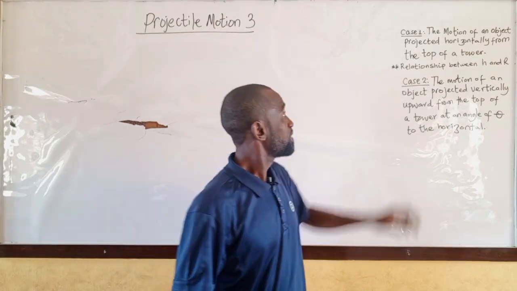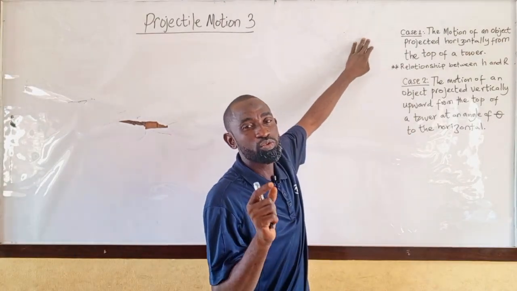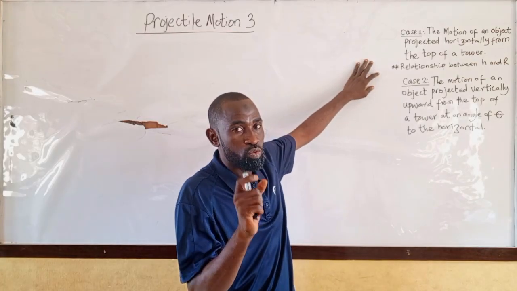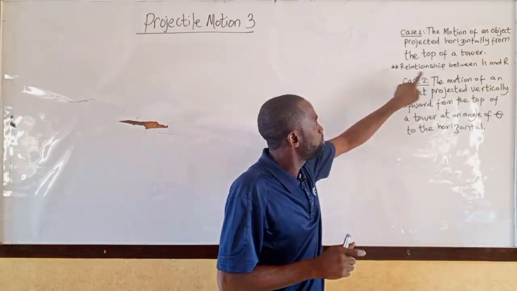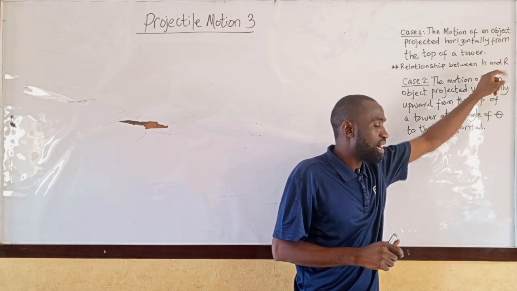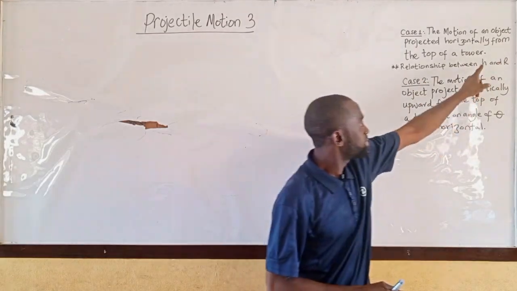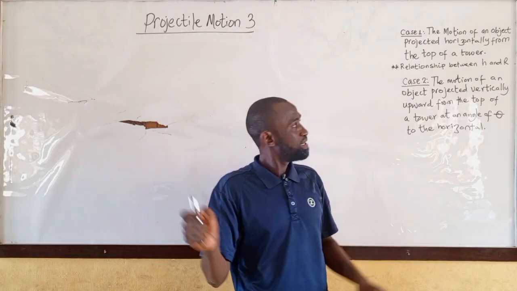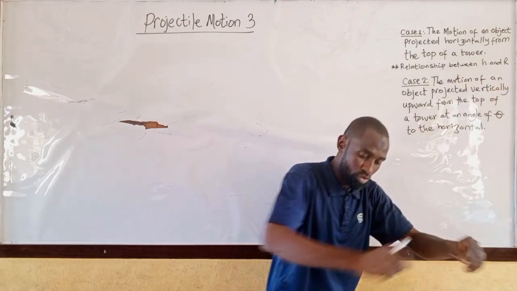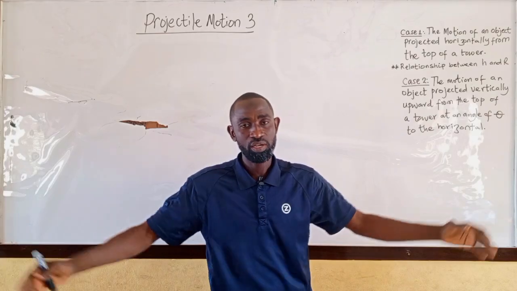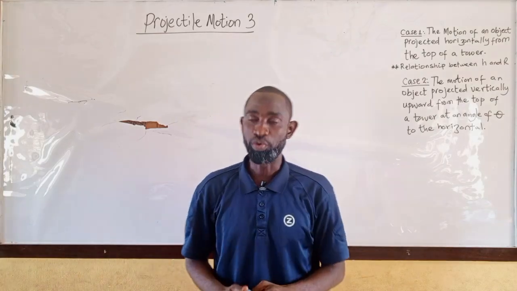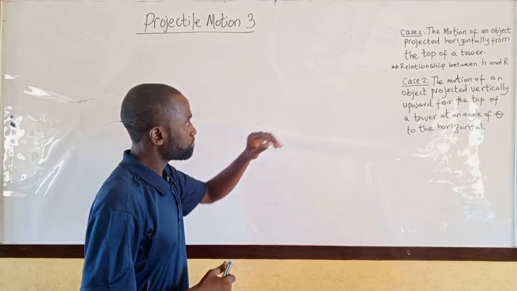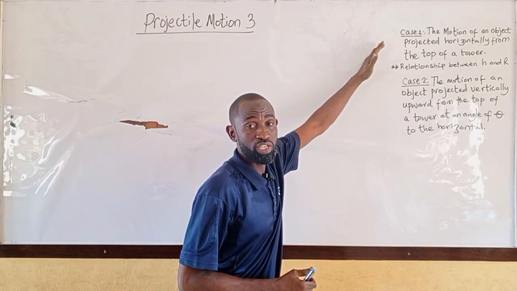And class, in this first case, we are going to take a special look at a special case which we call the relationship between h and r, where h is the height of the tower from where the body is projected, and r is the horizontal distance covered, which we call the range. So without wasting our time, let's dive into the video proper.